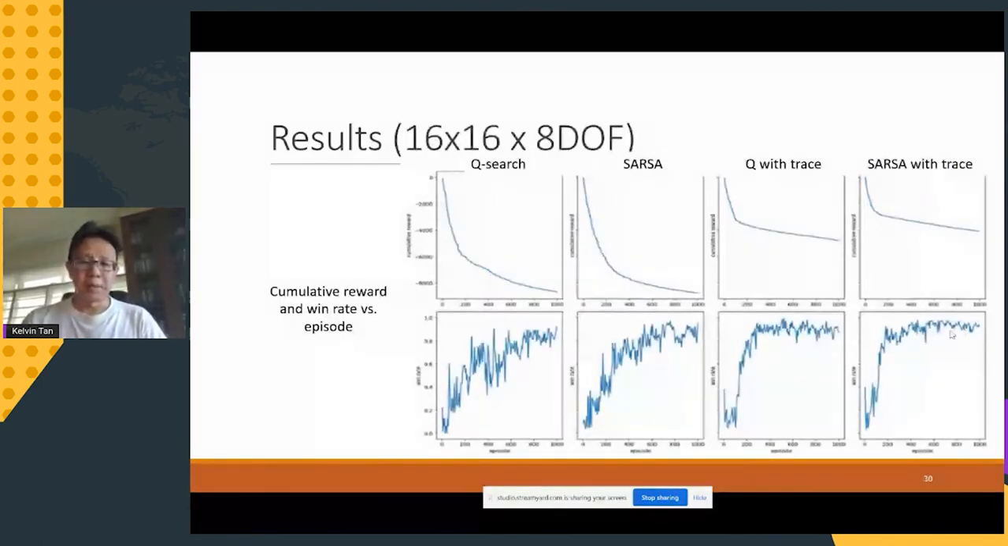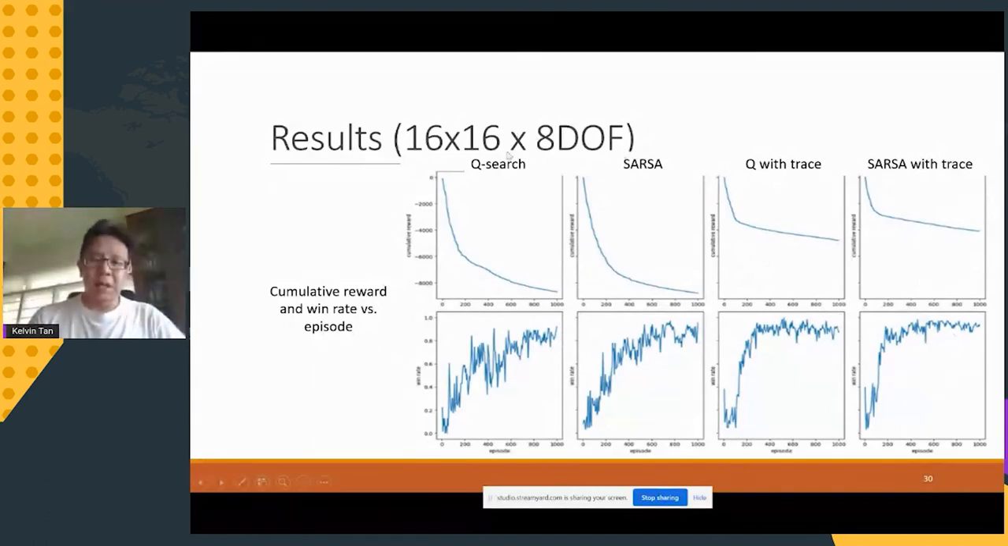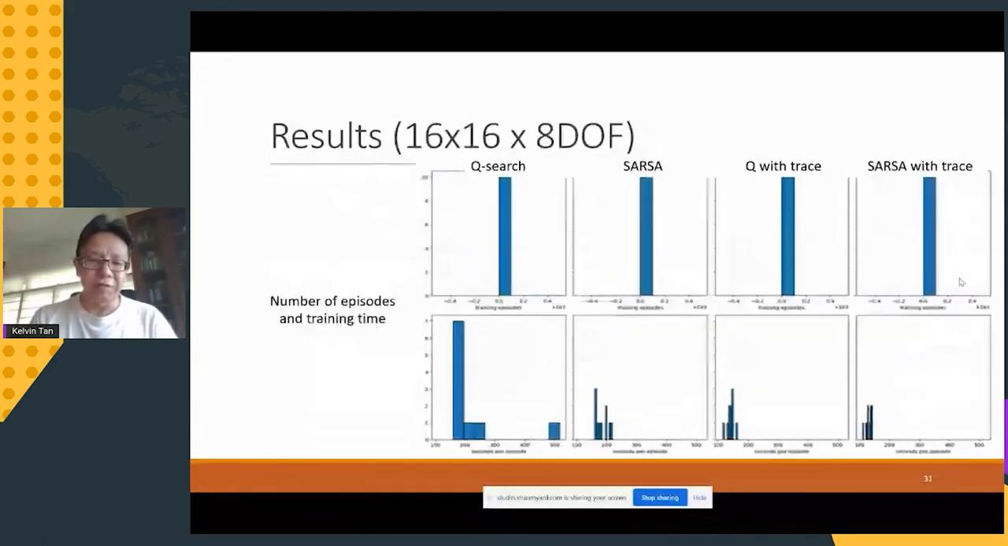This is the result for the 16 by 16, 8 degree of freedom platform. I just want to clarify the difference between a virtual platform, an emulated platform, and a physical platform. This is done on the emulated platform. Because the neural network is very processor and time intensive, I did not include its results here. We can see that all the algorithms are able to work on the platform with 16 by 16 and 8 degrees of freedom.